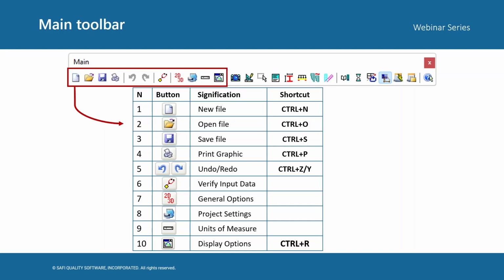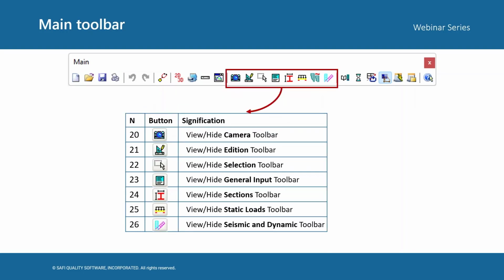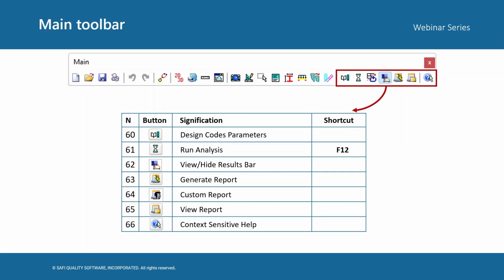Next to it, we find the verify input data button, general options, project setting, unit of measure, and the display option command. Next to this group of options, we find a series of buttons that allow the users to hide or view the toolbars, including the camera toolbar, the addition toolbar, the selection toolbar, the general input toolbar, the sections toolbar, the static loads toolbar, and the seismic and dynamic toolbar. On the right-hand side of the main toolbar, we find a series of commands that help the user specify the design code parameters around the analysis and also generate or open a report.